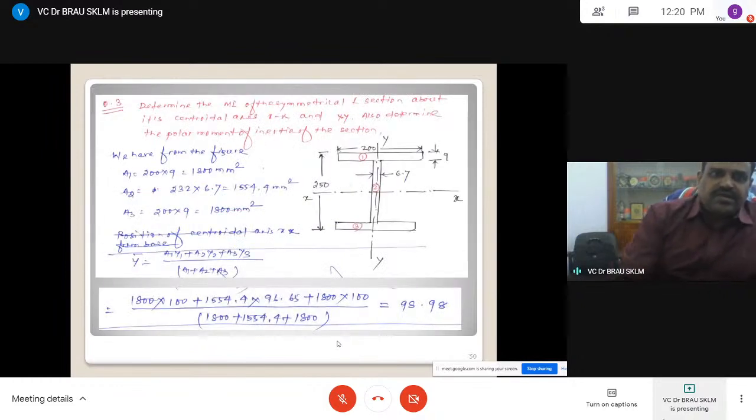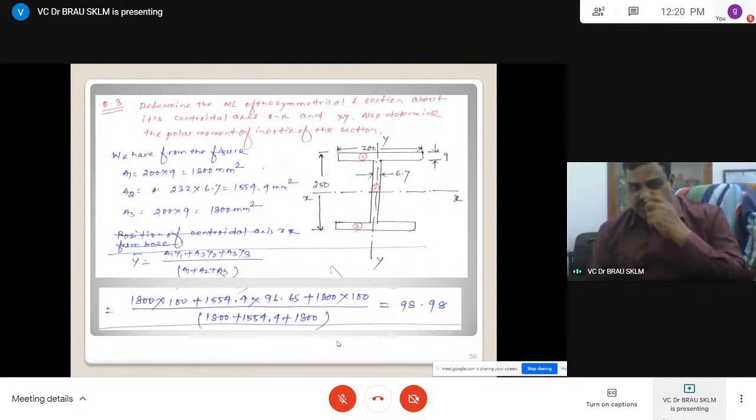See, now let us consider a symmetrical I section. Determine Ixx, Iyy, and also the polar moment of inertia. Here there are three areas, three rectangles. One rectangle is 200 into 9, 1800.